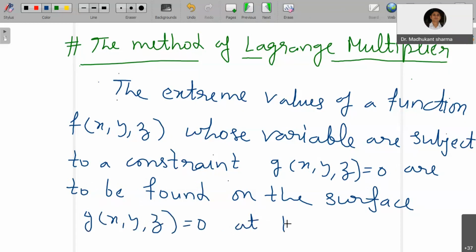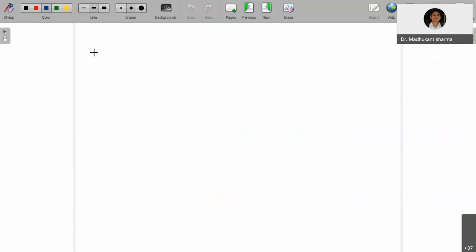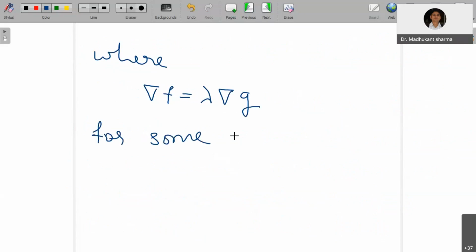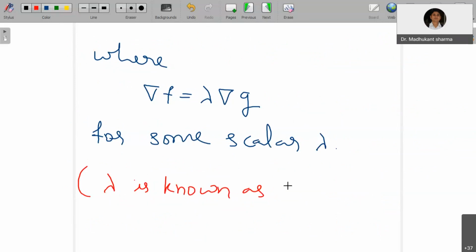at the points where grad f equals lambda times grad g for some scalar lambda. So this lambda, again I'm mentioning here, is known as the Lagrange multiplier.